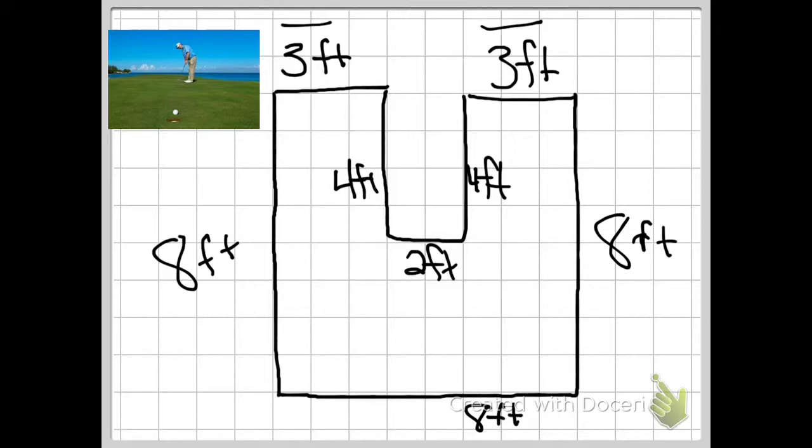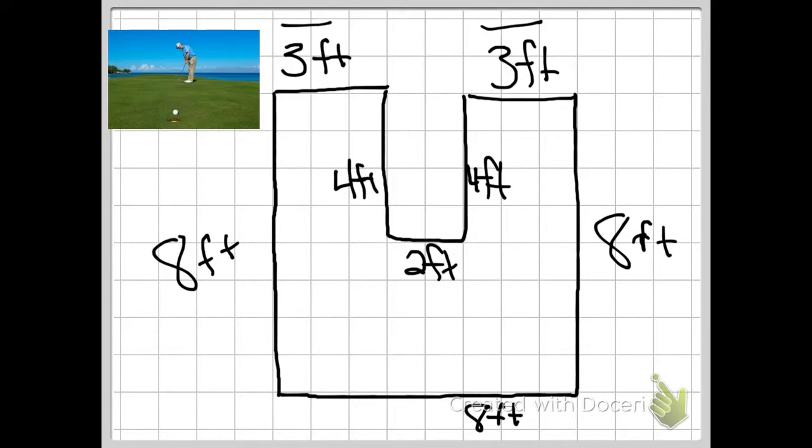Now, I could count the squares to find out how many square feet would cover it, but it's not really a good idea because it is going to take a lot of time to count the squares. And if this was a real miniature golf course hole, it probably wouldn't have squares on it. So we need to figure out a different way.